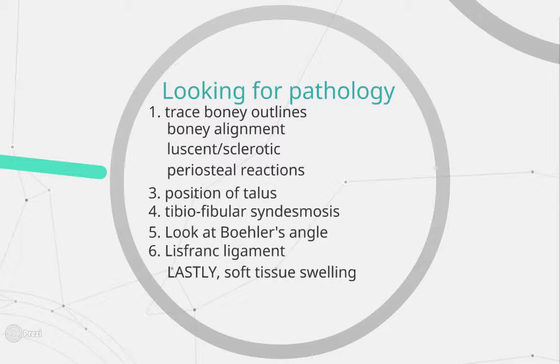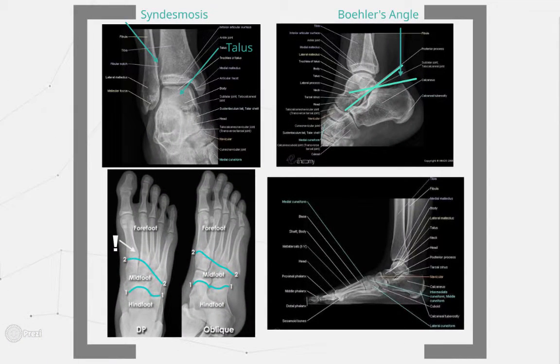Pathology. Firstly, trace all the bony outlines in an X-ray looking for any break in continuity. Check to see that the bones are aligned correctly and look for any particular areas of lucency or sclerosis that could indicate pathology. Review areas include checking the position of the talus, the tibiofibular syndesmosis, Boehler's angle, and the Lisfranc ligament. Lastly, look if there's any soft tissue component to the injury.